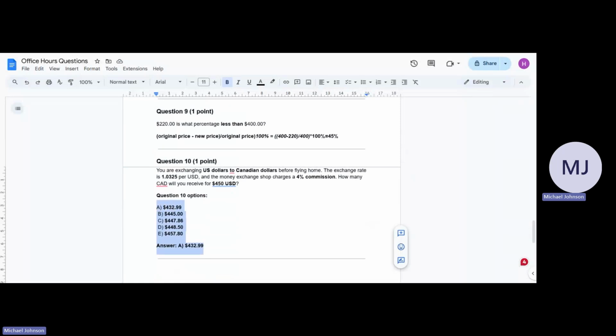So question 10. You're exchanging US dollars to Canadian dollars before flying home. The exchange rate is 1.0325 per USD, and the money exchange shop charges a 4% commission. How many Canadian dollars will you receive for $450? So how to do this is you would take the $450 times the exchange rate of 1.0325, and then you get 464.625. So that's CAD here. So that's how you convert it from US to Canadian dollars.